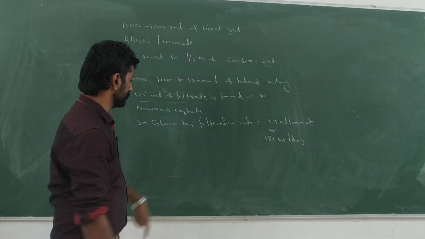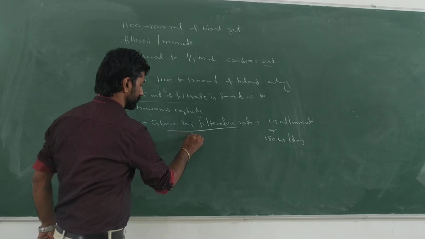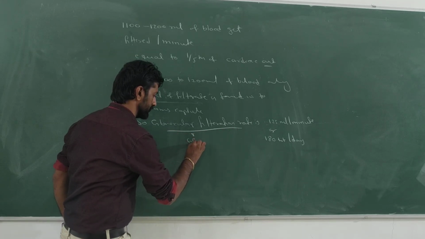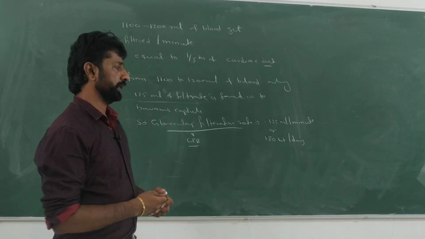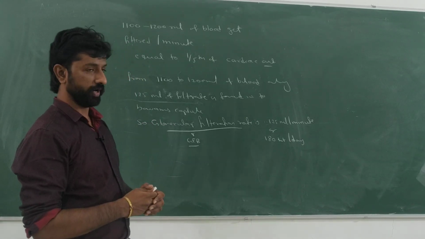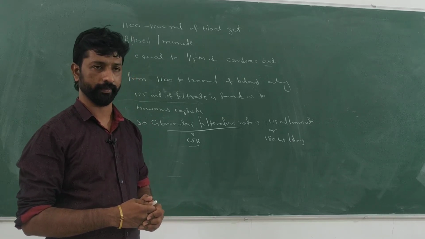This value is called the glomerular filtration rate, or in short GFR. So what is the value of GFR? 125 ml per minute, or 180 liters per day.